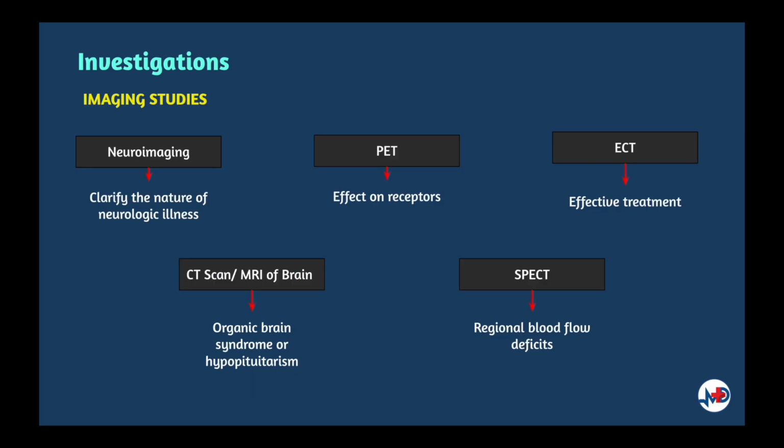Now, what do functional neuroimaging findings reveal about the pathogenesis of major depressive disorder? Here we have neuroimaging that can help us clarify the nature of the neurologic illness: a PET scan, which shows an effect on the receptors, an ECT, which can be an effective treatment in certain conditions, CT scans and MRI of the brain, which look for any organic brain syndrome or hypopituitarism, as well as SPECT scan, which shows regional blood flow deficits through this modality.